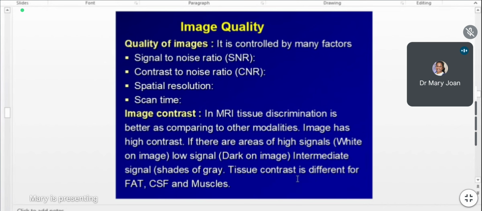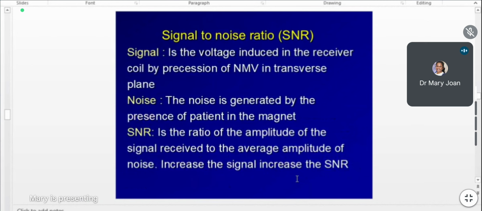An image has high contrast if there are areas of high signal, white on the image, low signal, dark on the image, and intermediate signal, shades of gray. Tissue contrast is different for fat, CSF and muscles. That is not the case in other imaging modalities. Signal to noise ratio: the signal is the voltage induced in the receiver coil by precession of the NMV in the transverse plane. The noise is generated by the presence of the patient in the magnet. And signal to noise ratio is the ratio of the amplitude of the signal received to the average amplitude of noise.